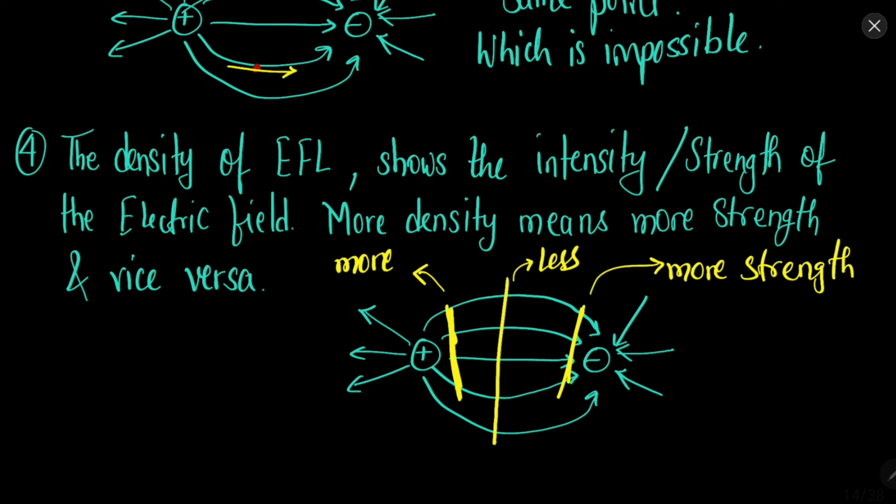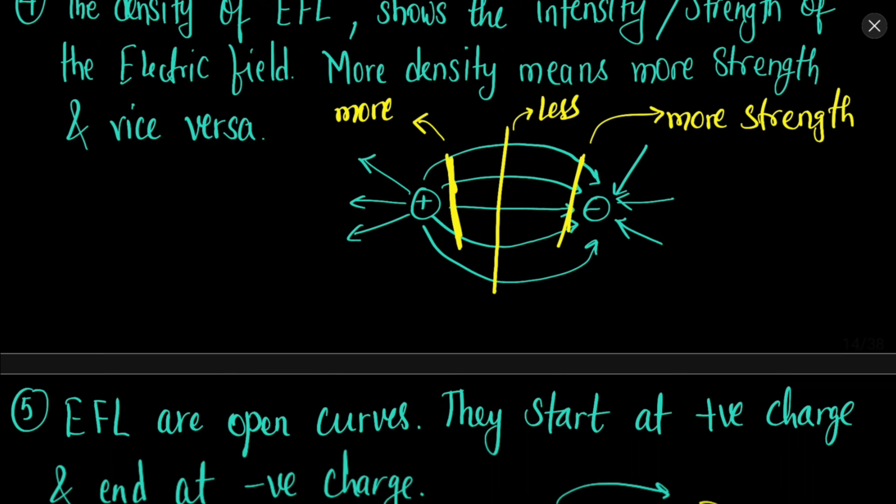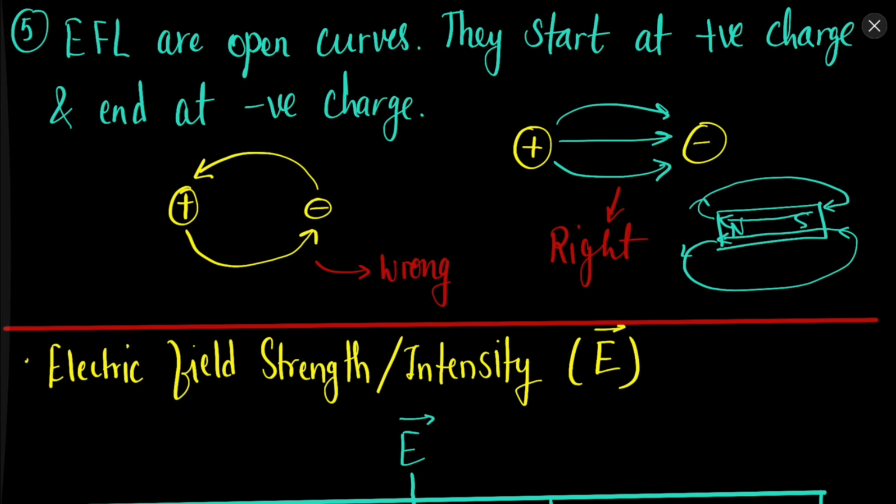So the electric field line density tells us about the strength of the electric fields. If the density is more, electric field intensity is more. If the density is less, then the strength of the electric field is less. Next, electric field lines are open curves. That means they always start from positive and end at the negative, no matter what.